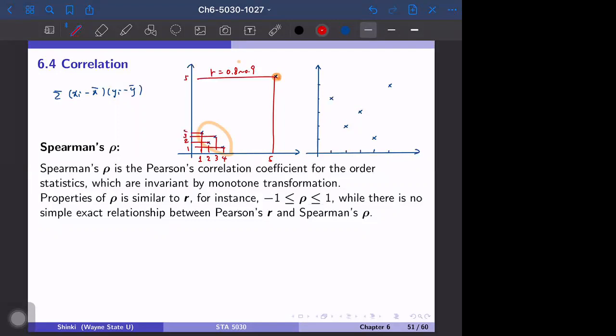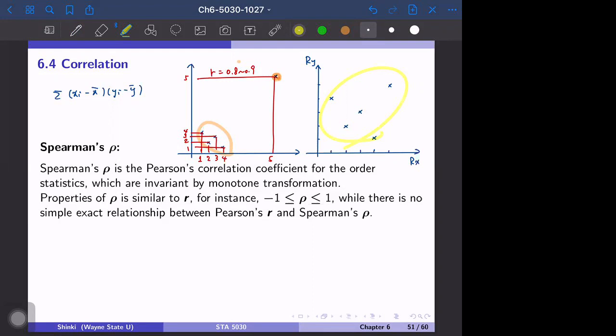So we don't use the numeric scale, we only use the order. This is the rank of xi, and this is the rank of yi. Maybe I write Rx and Ry. Then Spearman's correlation is the correlation coefficient for these 5 pairs of ranks. And you can see probably this correlation is very close to 0.